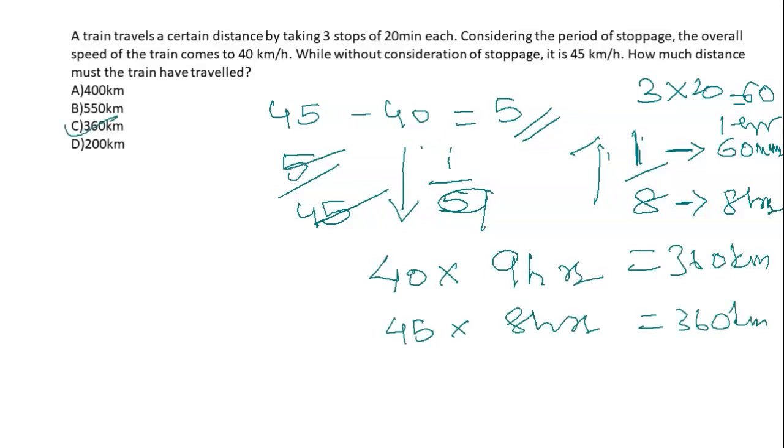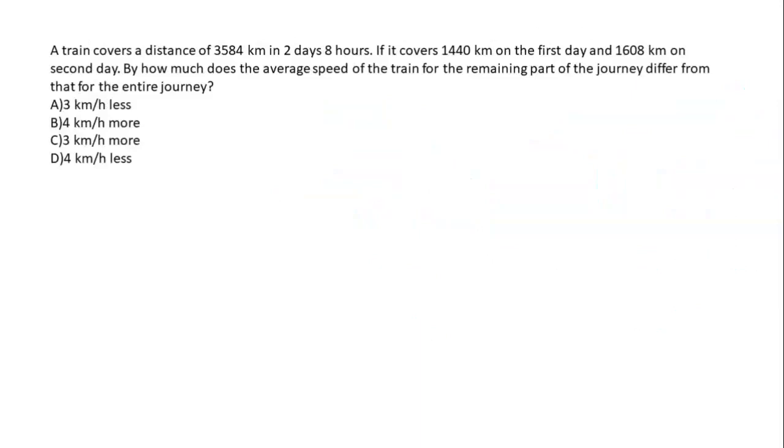This is what they mentioned. Next question. A train covers a distance of 3,584 kilometers in 2 days and 8 hours. If it covers 1,440 on the first day and 1,608 on the second day, then how much does the average speed of the train for the remaining part of the journey differ from the entire journey? 3,584 kilometers in 2 days and 8 hours, which is 56 hours.